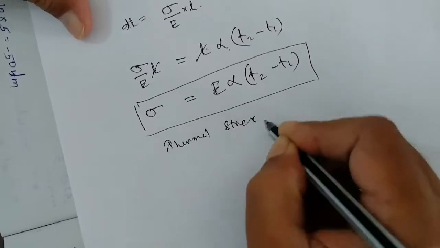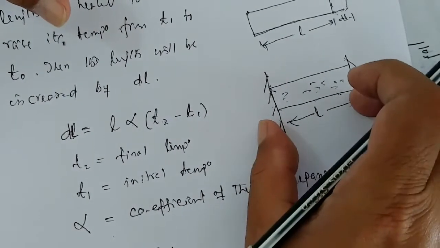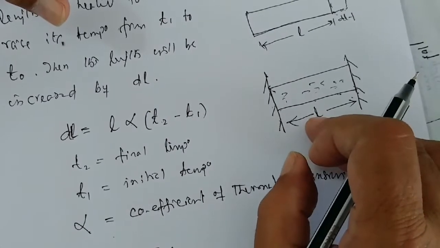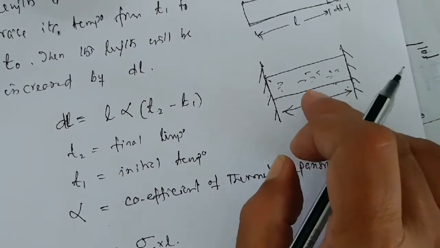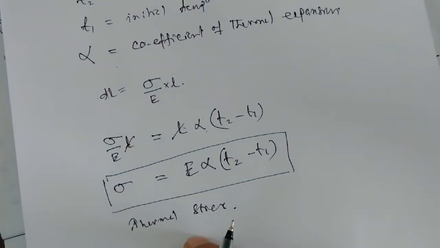It is because we have not applied any load from outside externally. We have kept the members and we have only heated this. So only by raising the temperature we have been able to induce stress within the body. Such stress is called thermal stress. Right, now for further clarification, let us solve one example.